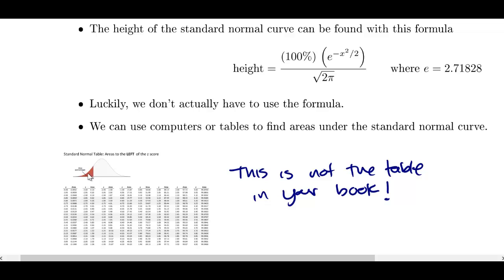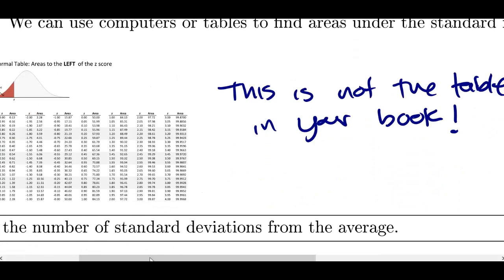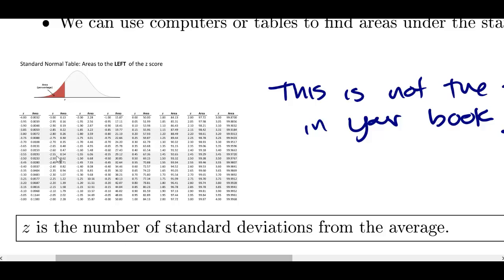For the Z table, you can come down and look at one of these specific Z values. So if I look up, say, -2.35, then that means there's 0.94% area to the left. Or if I look up Z equals 0, then that means there's 50% of the area to the left. And what is Z? Z is the number of standard deviations from the average.